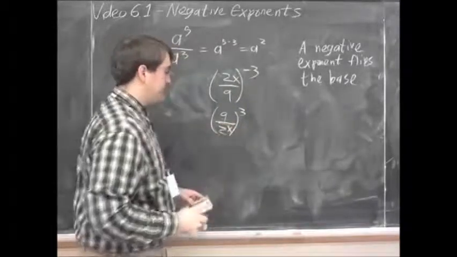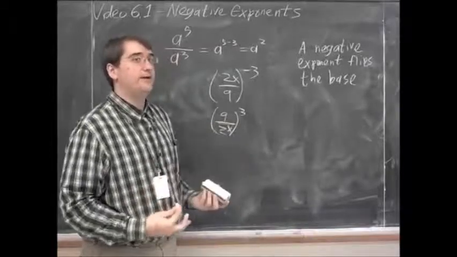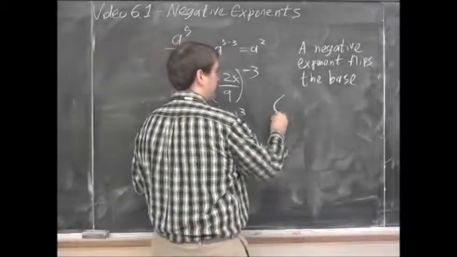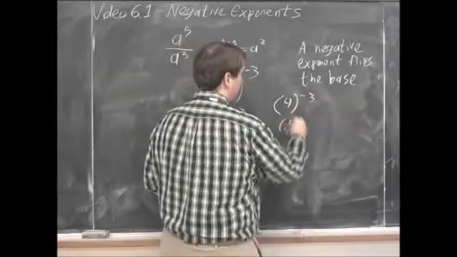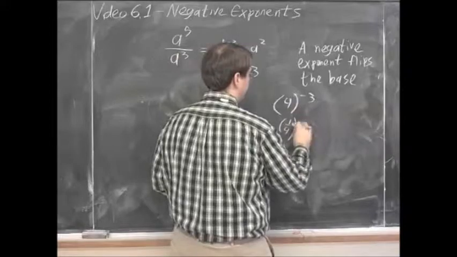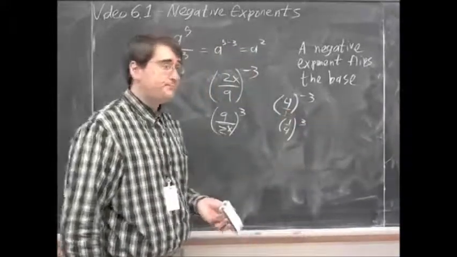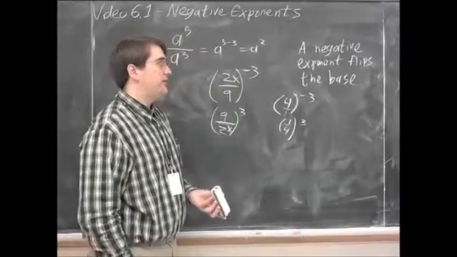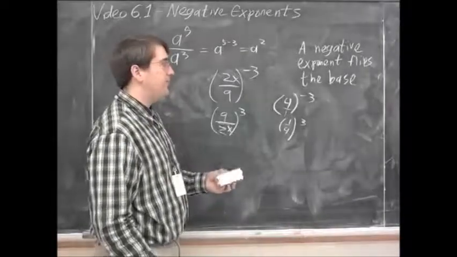Just be careful again about what your base actually is. If the base is in parentheses, then the entire base is being flipped. And of course, if it's a number like that, then that would just turn to 1 over 4 to the power of positive 3. Because of course we could write that as 4 over 1. So that's how a negative exponent works. We make it positive and then flip the base.